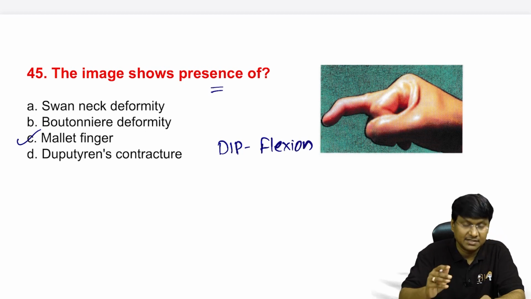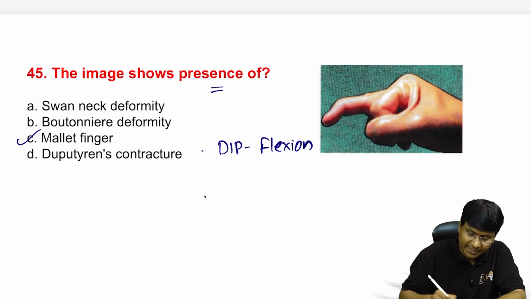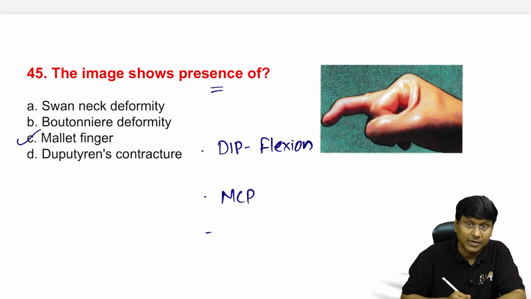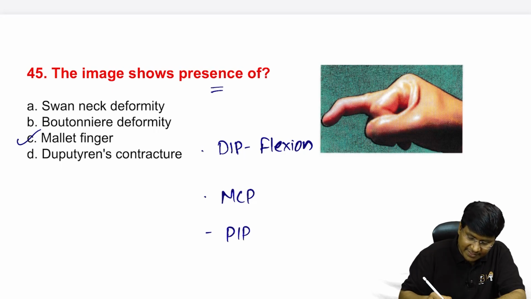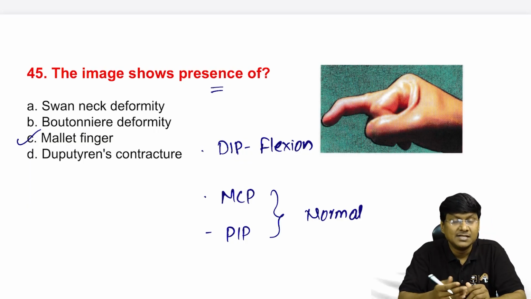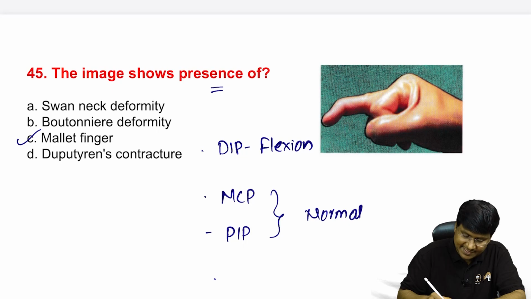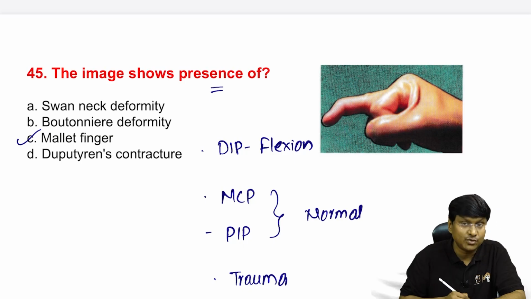Right, you have the flexion only in the distal interphalangeal joint, whereas the metacarpophalangeal joint as well as the proximal interphalangeal joint are both normal. So that tells it's a mallet finger deformity. This mallet finger deformity is secondary to trauma.